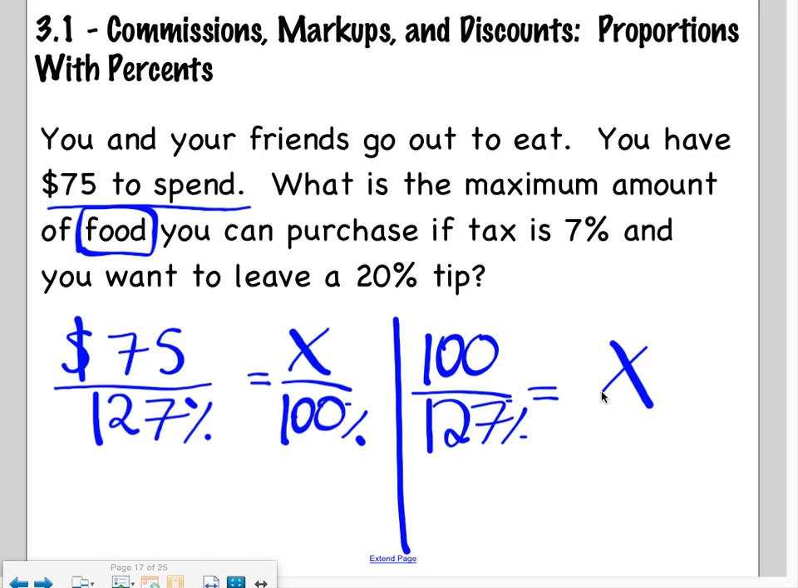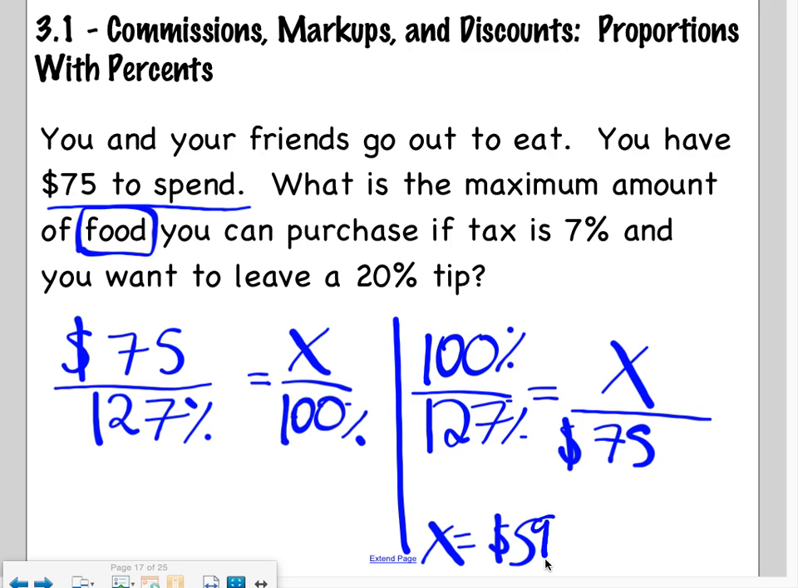So X represents 100% of the cost of food only, whereas $75 equals 127% because it's the cost of the food, the tax, and the tip. Okay, and when you solve this, you get X is about $59.06, okay? A couple ways that you can check this answer.